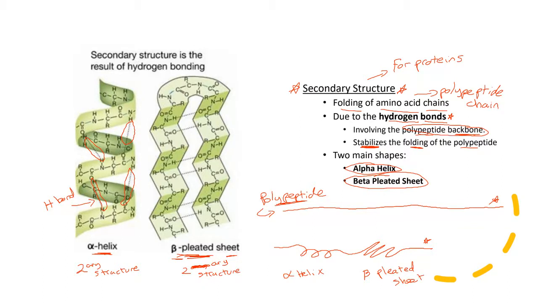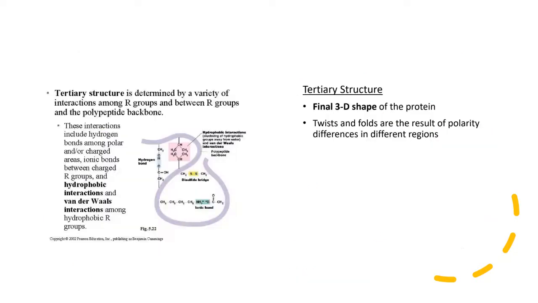And then we keep looking at the rest of the polypeptide. You're going to see more alpha helices, more beta sheets throughout the whole polypeptide chain. So far, so good. Now, it's not just going to stay like that. Now we're going to have a tertiary structure. And the tertiary structure is also very similar, but this tertiary structure is going to give you the final 3D shape of the protein, the final 3D shape of a polypeptide chain.